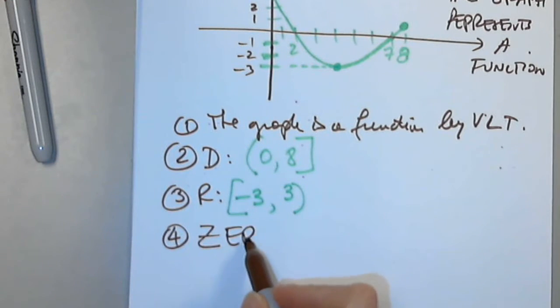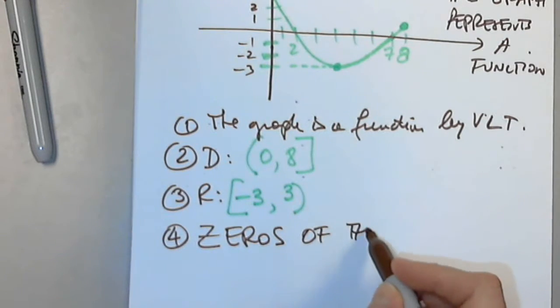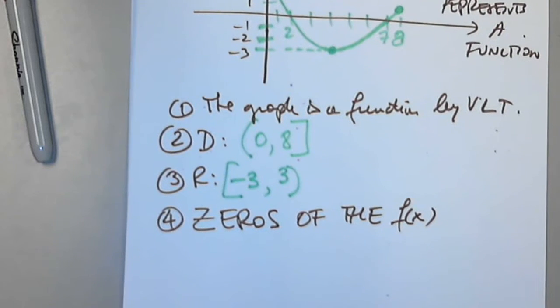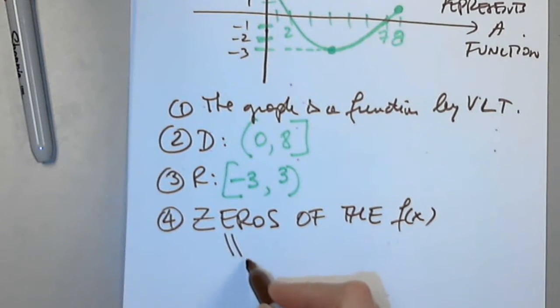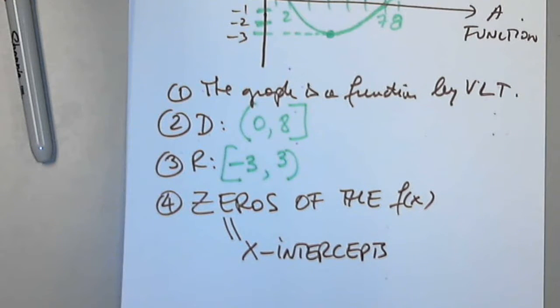Find the zeros of the function. What does that mean? It means the x-intercepts. It's an important terminology to know. The zeros of a function or the x-intercepts mean the same thing.